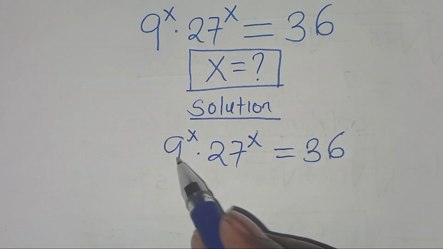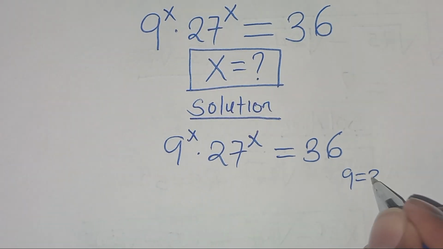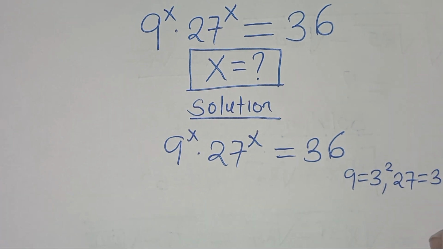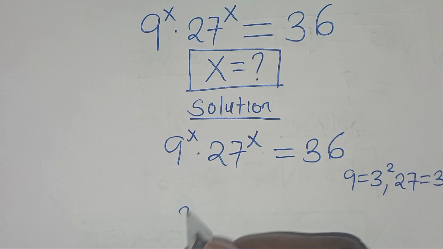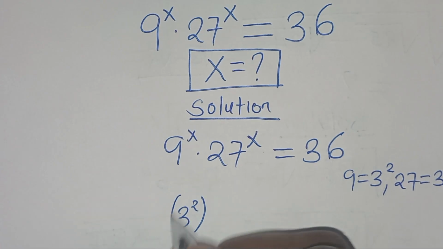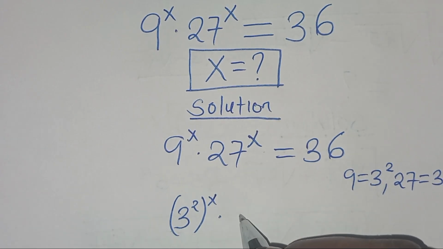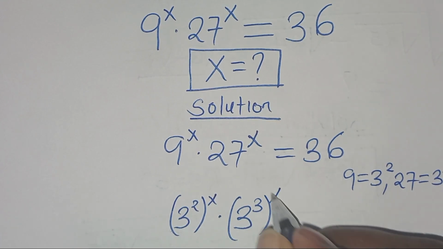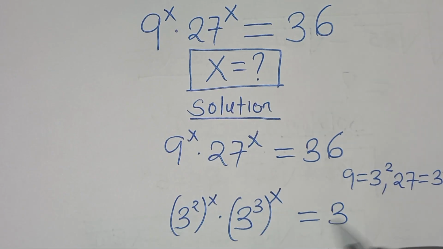Now, we can express 9 as 3 to the power of 2, and we can express 27 as 3 to the power of 3. So we have 3 to the power of 2 raised to the power of x times 27, which is 3 to the power of 3 raised to the power of x. This is equal to 36.